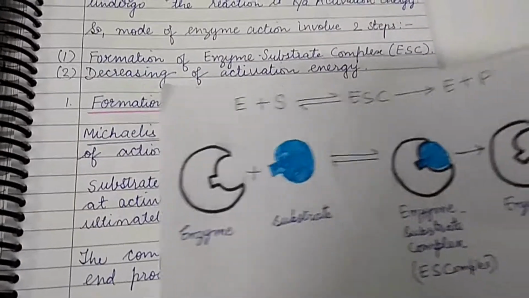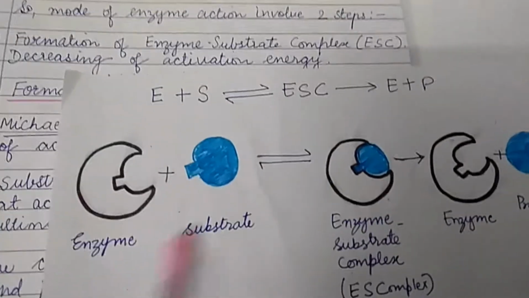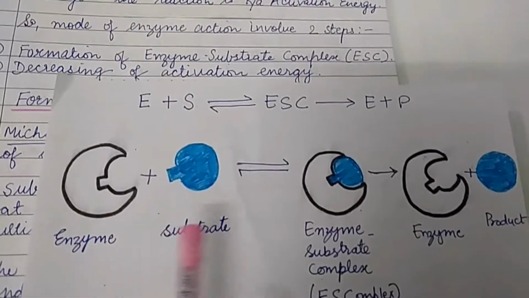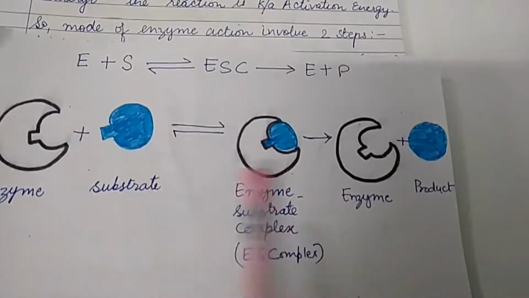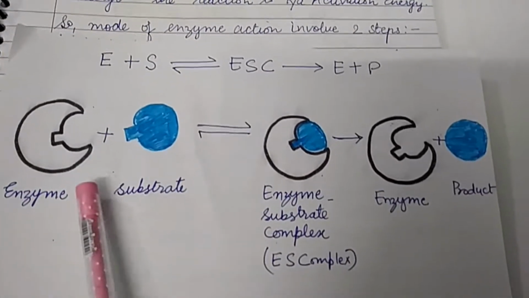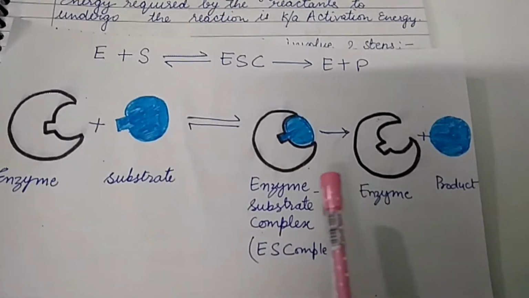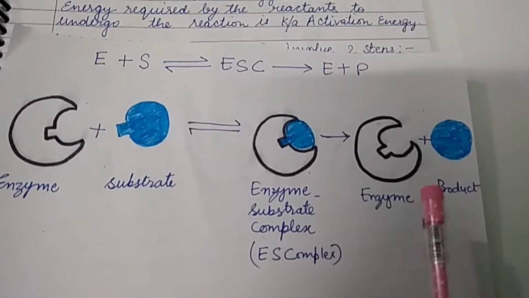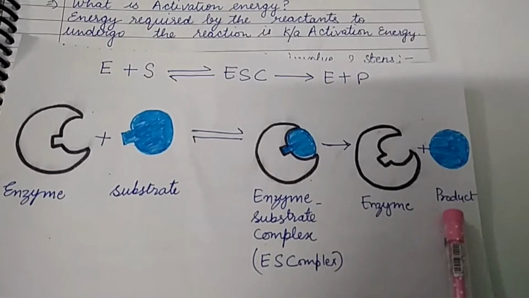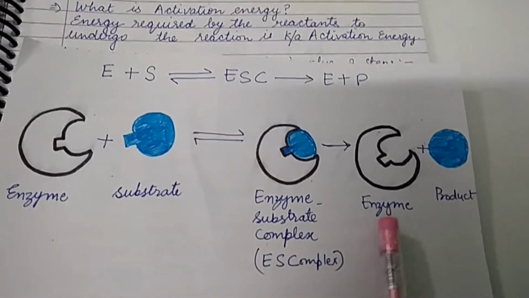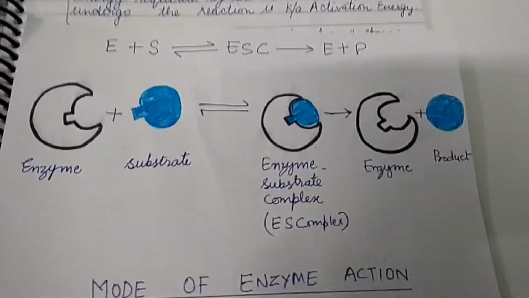Let's look at the diagram first. See, this is the enzyme molecule, this is the substrate. The substrate occupies the active site and forms the enzyme substrate complex, which further dissociates to form the final product. The enzyme is again free to react.